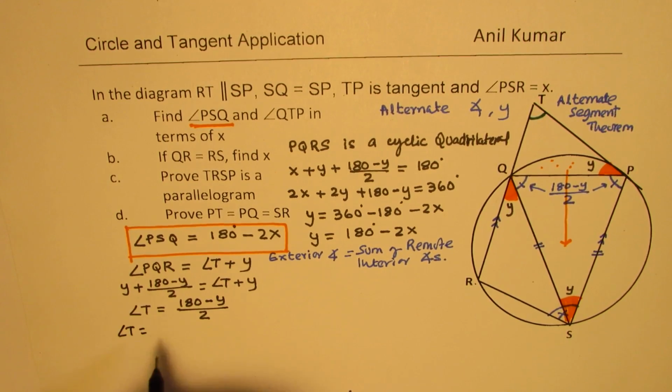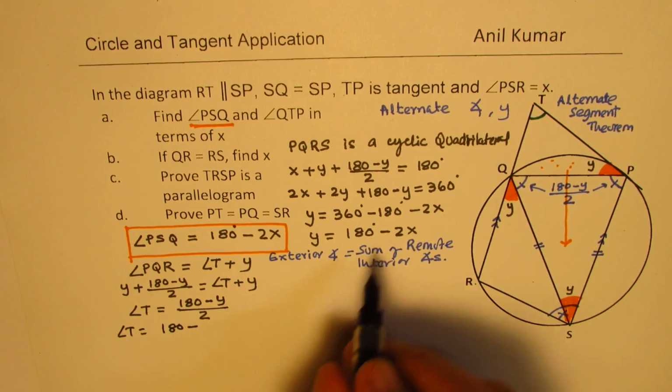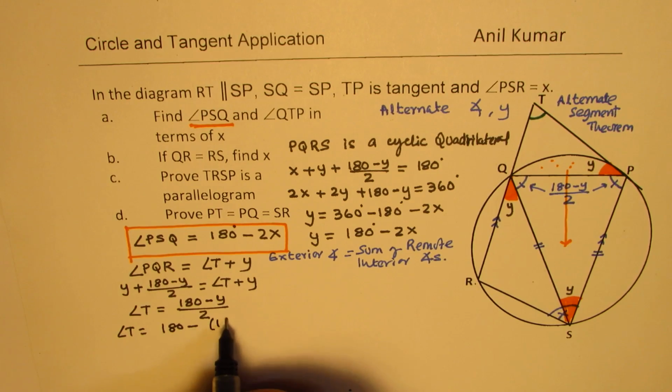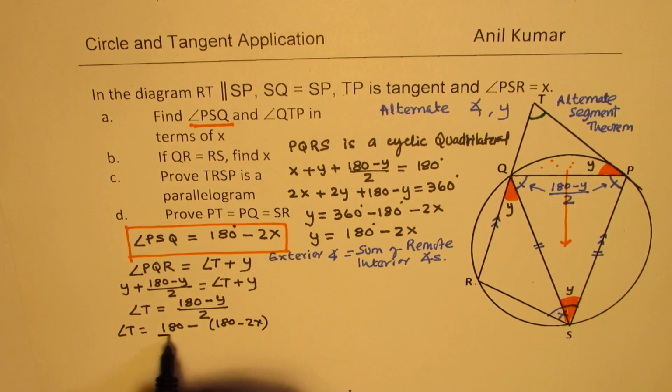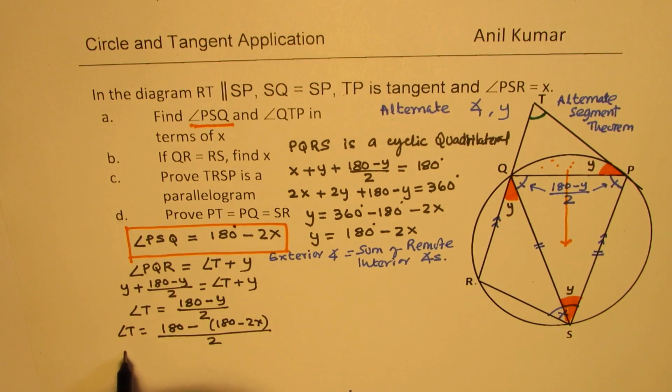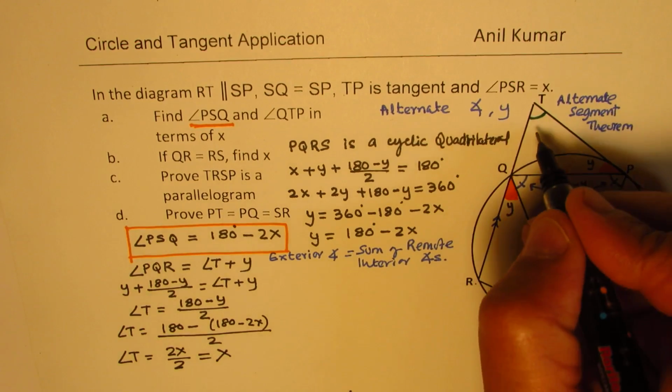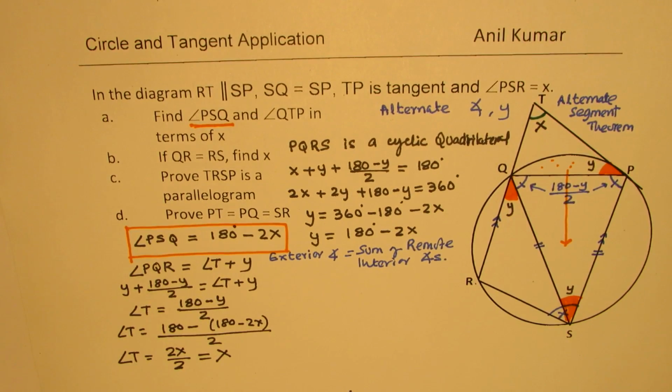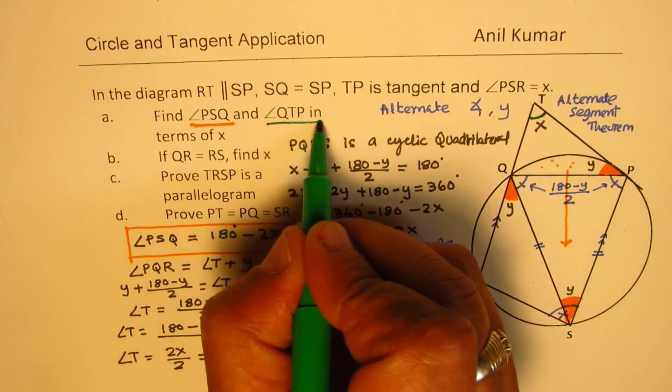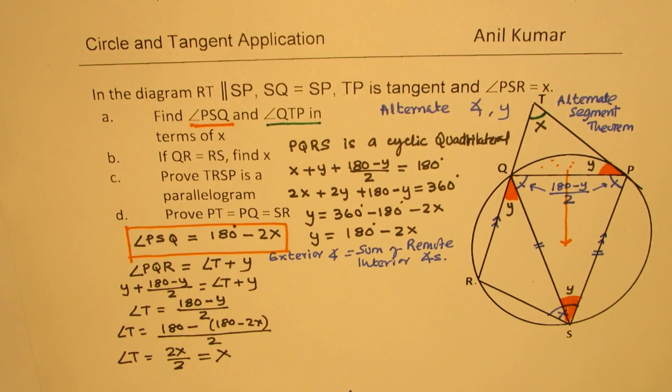So angle T equals 180 minus, instead of y I am writing (180 minus 2x) within brackets, divided by 2, right? So that gives angle T equal to 180, 180 cancel, minus and minus becomes plus 2x, so we get 2x over 2, which is equal to x. So angle T is equal to x, correct? So in terms of x, it is just x. So this is our angle x. Okay. So we got all this. Now, we're done with part A.